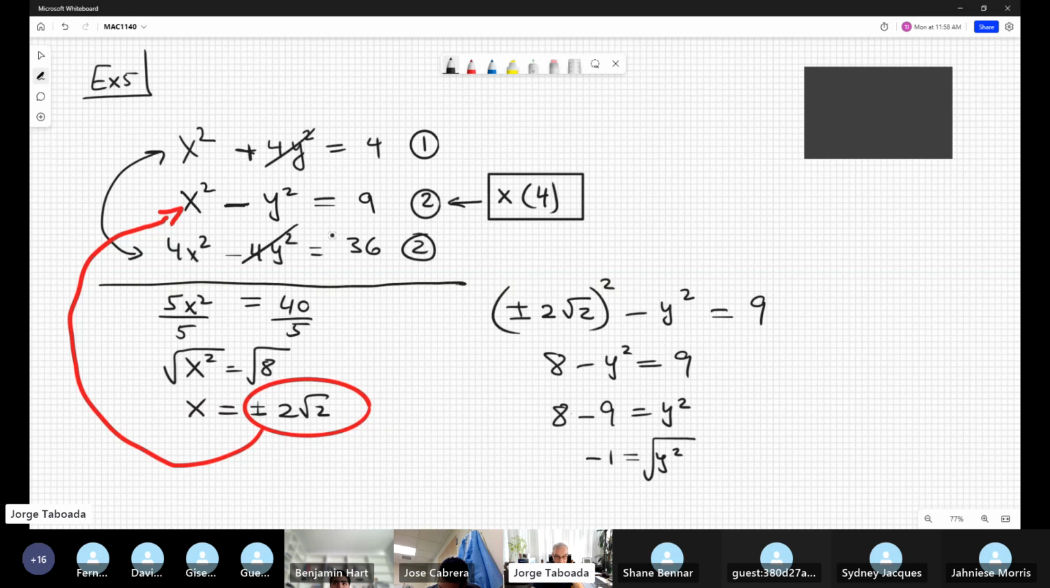Wow. When you apply square root, one more time you see square root of a negative number. No real solution. Imaginary solution. In this case, no solution. This system has no solution because both positive 2 radical 2 and negative 2 radical 2 give me imaginary solutions. But just in case, I want to see graphically to verify if this conclusion is okay or not.